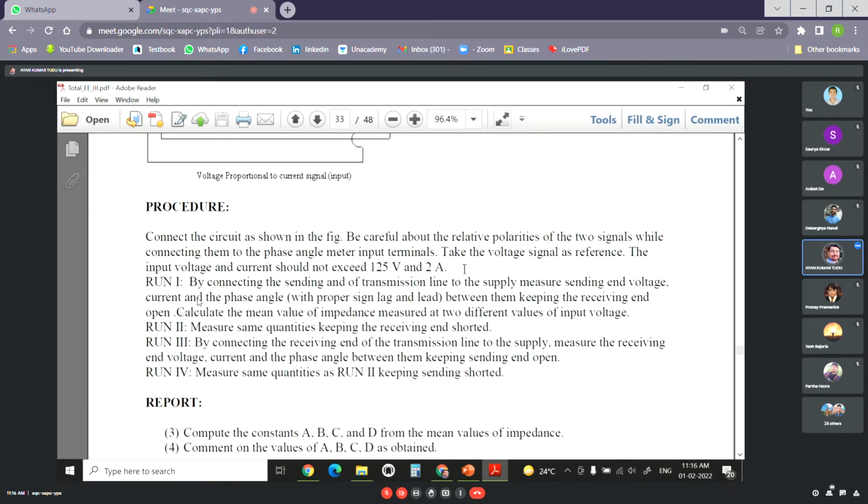In run one, we connect the sending end of the transmission line to the supply, and measure the sending end voltage, current, and the phase angle with proper sign, lag or lead, as provided by the phase angle meter, keeping the receiving end open. First of all, we'll keep the receiving end open. Then calculate the mean value of impedance measured at the two different values of input voltage, as I was saying.